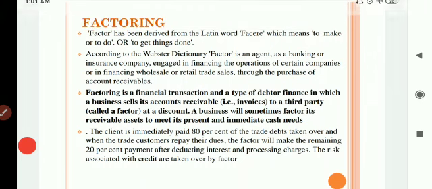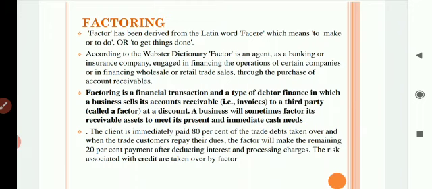So according to Webster Dictionary, factor is an agent or banking or insurance company engaged in financing the operations of certain companies. Now, let's elaborate it. Factoring is a financial transaction and a type of debt finance in which a business sells its account receivables to a third party called a factor at a discount. A business will sometimes factor its receivable assets to meet its present and immediate cash needs.